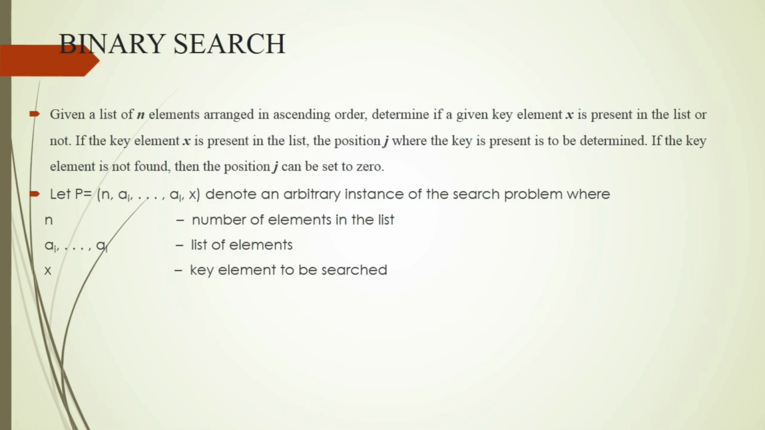Here we shall define this problem P as (n, a[i+1] up till a[l], x), where n is the number of elements in the list, and a[i+1] up till a[l] are the different elements from which we are going to determine whether the key element x is found or not.